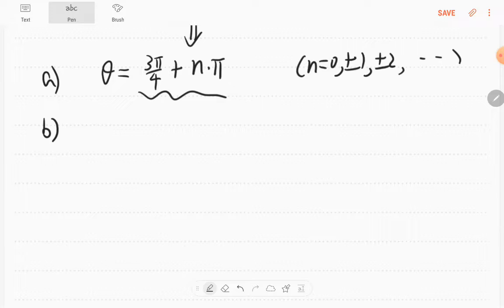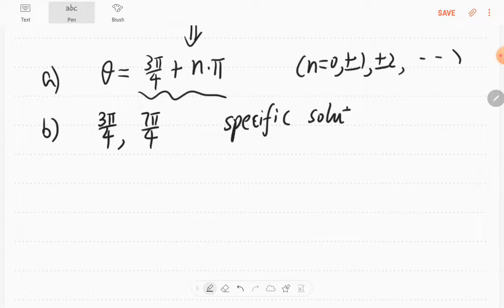the specific value solutions on the interval 0 to 2 pi: n equals 0 is one choice. Another one is n equals 1, which is 7 pi over 4. So these are the two specific solutions on the interval from 0 to 2 pi.